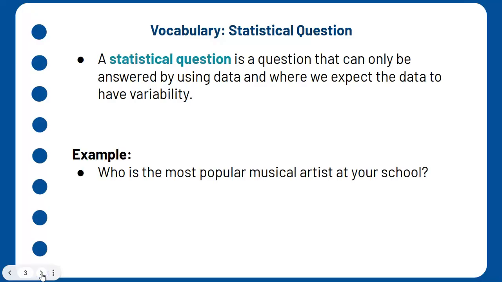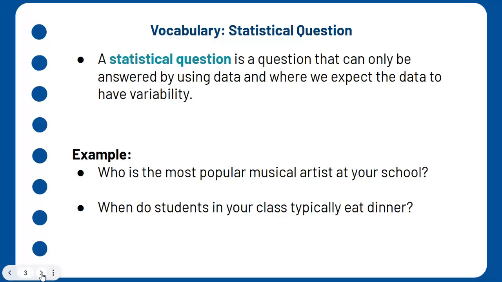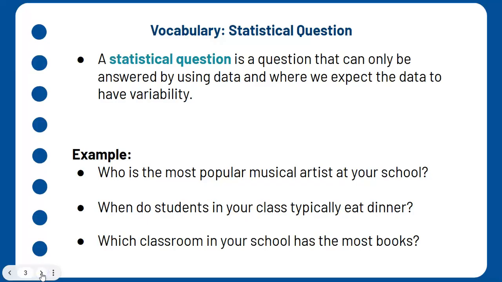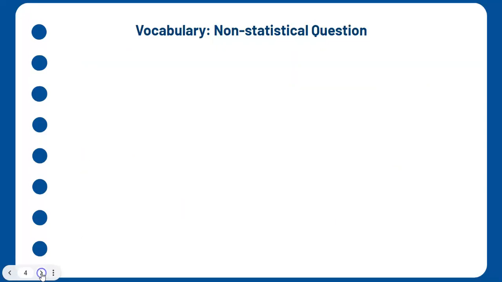The first example, who is the most popular musical artist at your school? Since we're going to have different answers of different artists, it's a statistical question. Our second example, when do students in your class typically eat dinner? Again, there's going to be different answers, so it's a statistical question that shows variability. Which classroom in your school has the most books? All of those are what's called a statistical question.